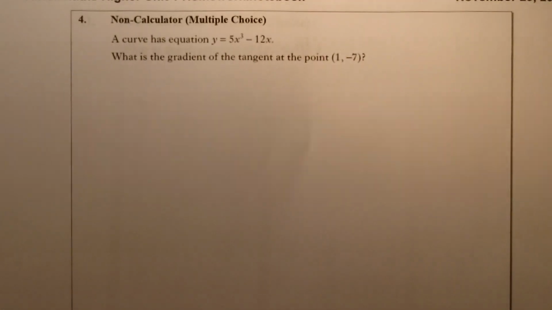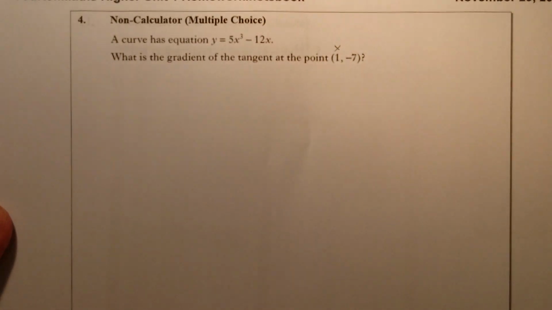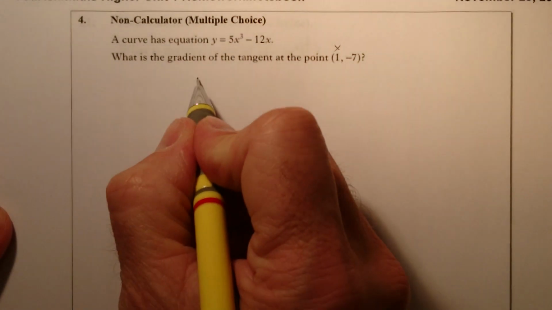Okay, again, non-calculator question. A curve has equation y equals 5x cubed minus 12x. What is the gradient of the tangent at the point (1, -7)? The important thing here is I'm going to need my x value for this one. I don't really need the y value to work out the gradient. I know that when I differentiate, that'll give me a gradient equation. So we'll start with that.